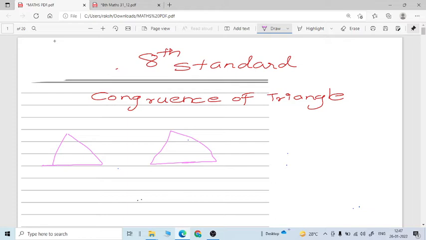In that, one side S, another S, and here the angle, this is an A, and one more side S. So, SAS test, SAS test.